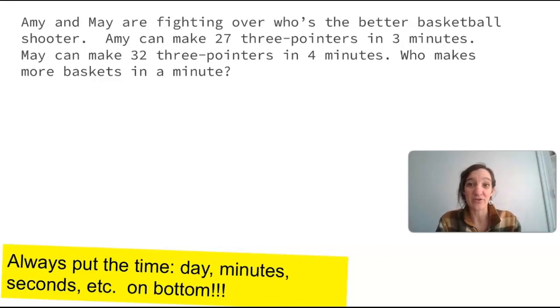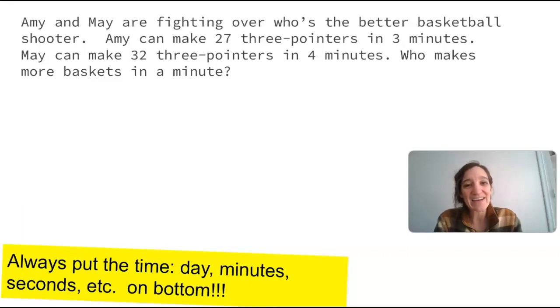And now they're arguing about that. May's like, I can make 32. You can only make 27. And Amy's like, well, yeah, but it takes you 4 minutes to make 32 baskets and it only takes me 3 minutes to make my baskets. And they just go back and forth and back and forth. What are you supposed to do?